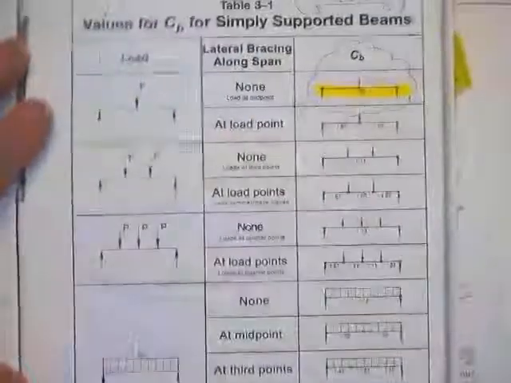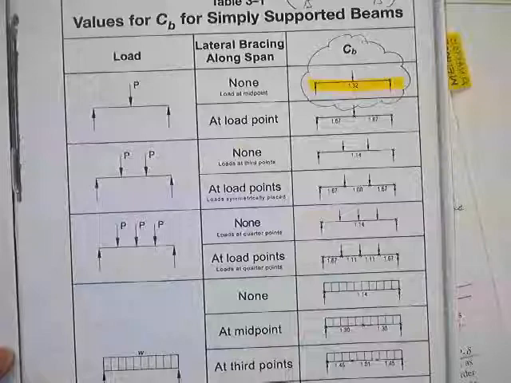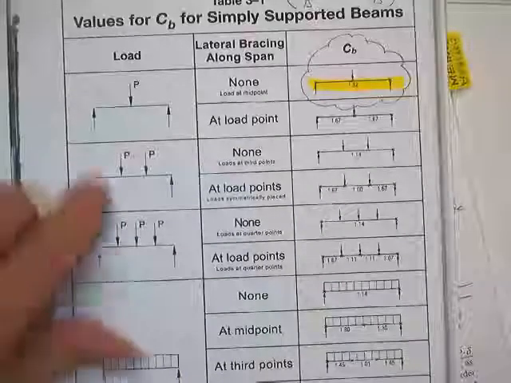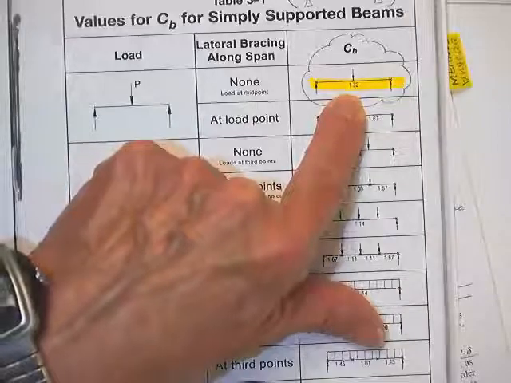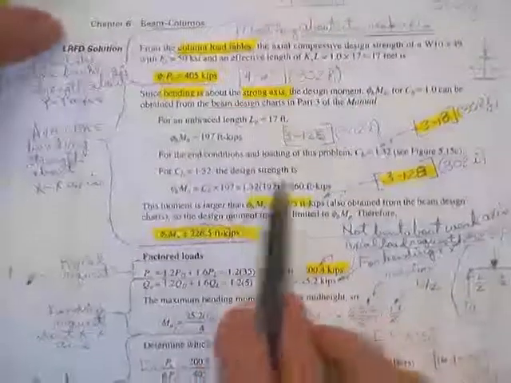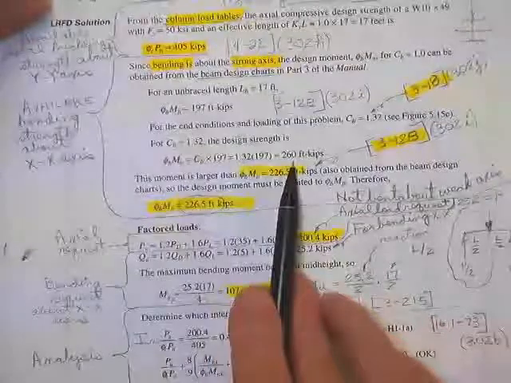There it is. Oh, I take it back. It wasn't uniformly loaded, was it? It had that concentrated load. 1.32. That's how much extra moment you get. Don't forget, this may lie to you. So I'm going to go take my 197. I'm going to multiply it times 1.32, and I can have 260.